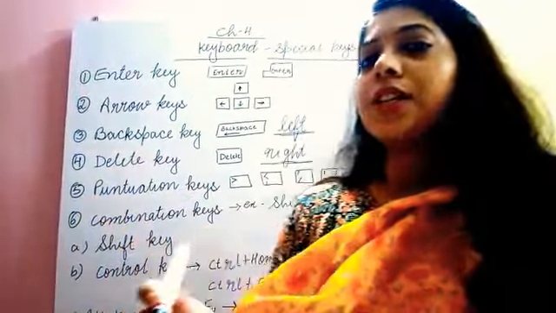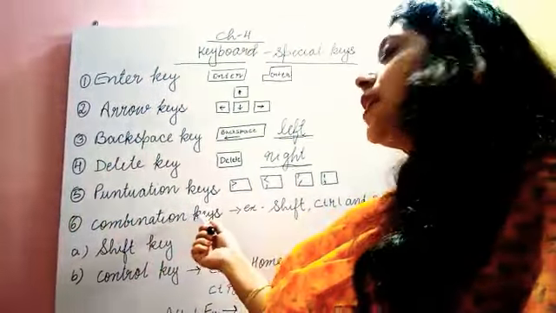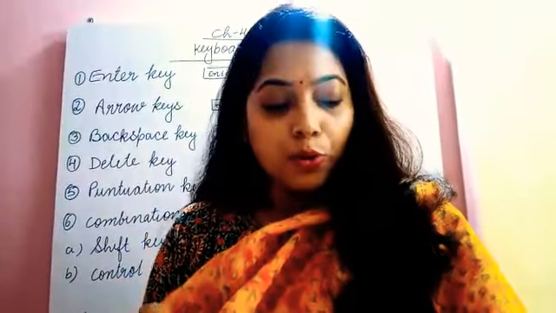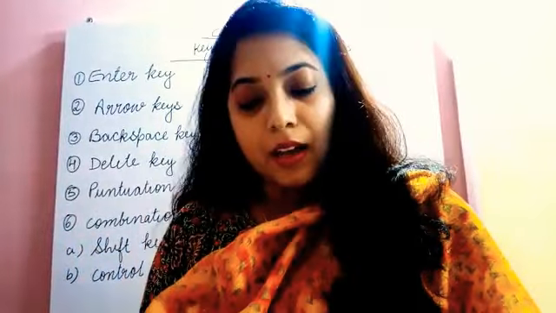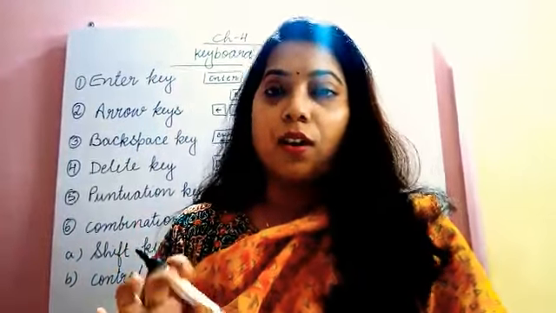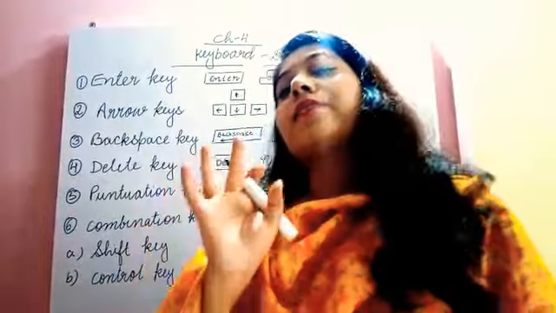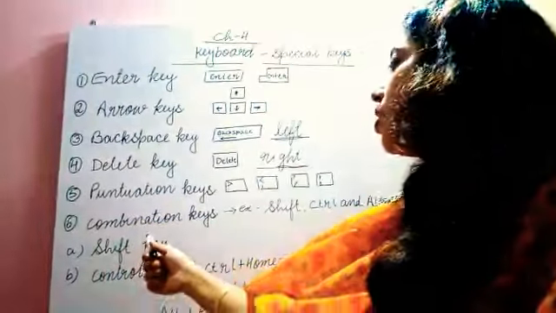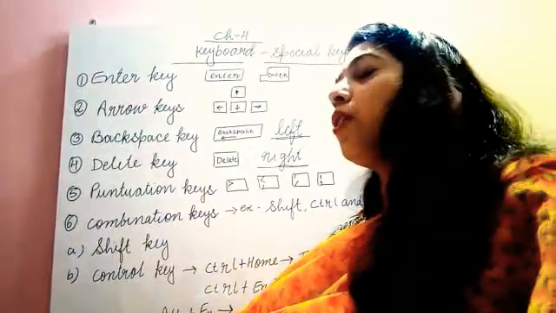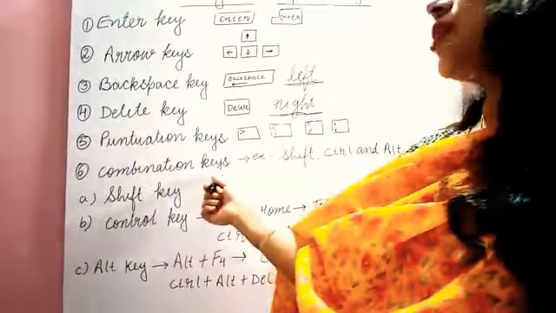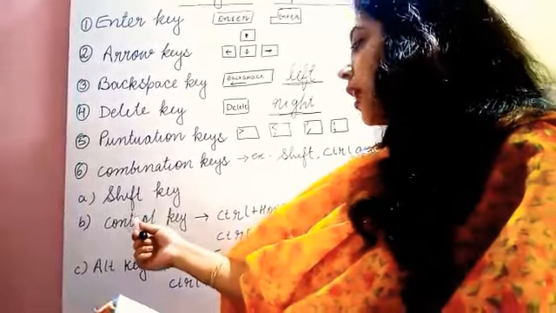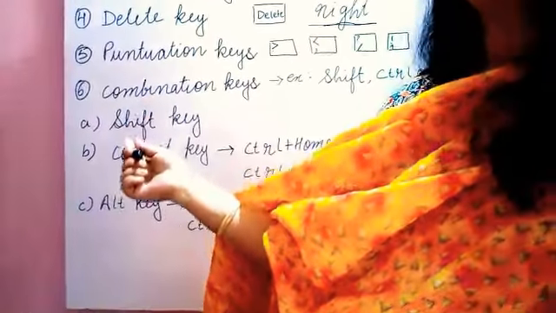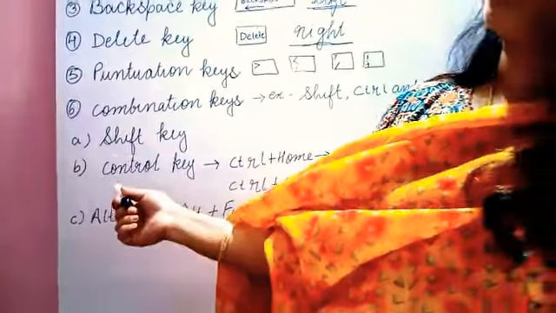Now after the punctuation key, the last one is the combination key. What are combination keys? Combination keys are used in combination with another key for doing a particular operation. And there are 3 examples of combination keys. What are the 3 examples of combination keys? Shift key, control key and alt key. These keys are used in combination with other keys to perform certain operations.